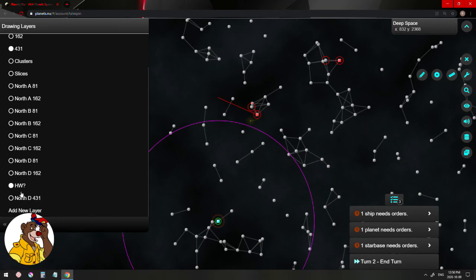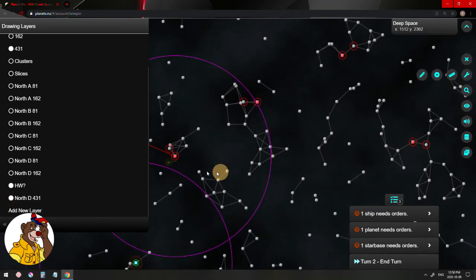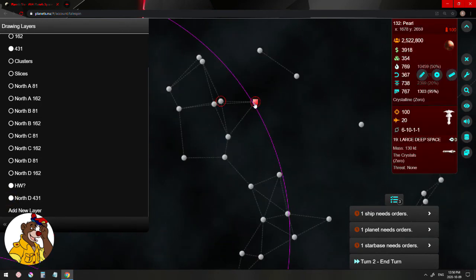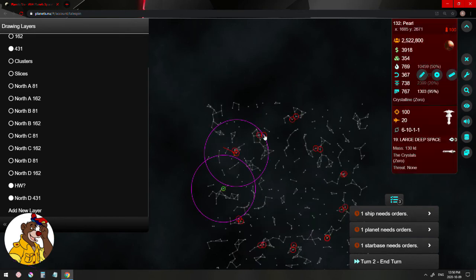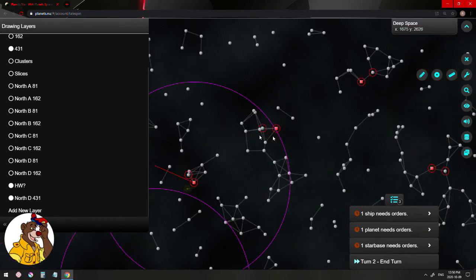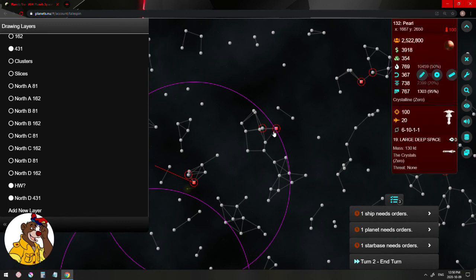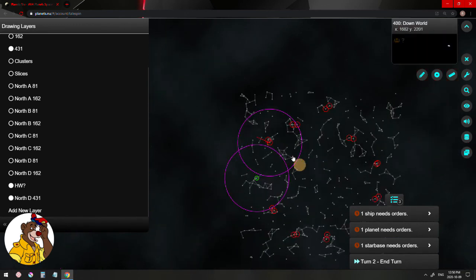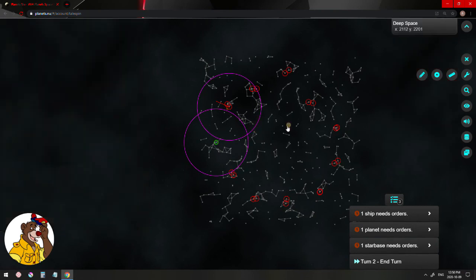And then 431 from him, you can see this one, that homeworld is directly on the 431 line. So if we had used the ring method, used 81 light years, 162, we would have found that fits with the host settings. All right, so that is how you use those methods.